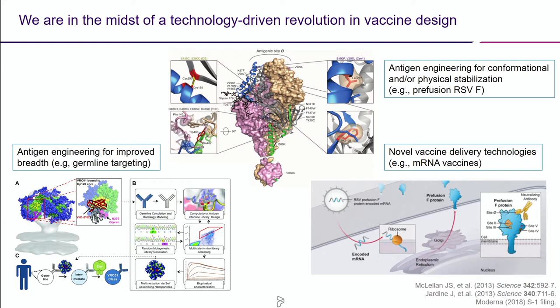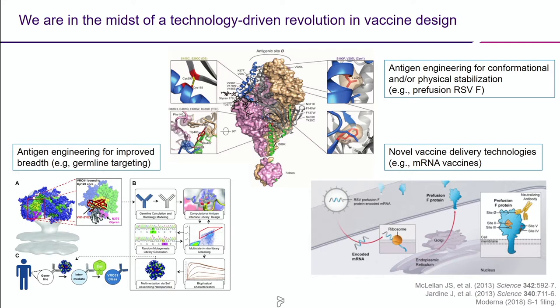At the bottom left, this is an approach pioneered by Bill Schief, who used to be here at UW and is now at Scripps, called germline targeting, where you engineer antigens to go in and activate specific naive B cells that are known to be the precursors of broadly neutralizing antibodies, and then you shepherd those B cells towards their broadly neutralizing state. And so it's really this remarkable example of how people can program the immune system based on the knowledge of antibody-antigen interactions, their structures, and then antibody maturation.